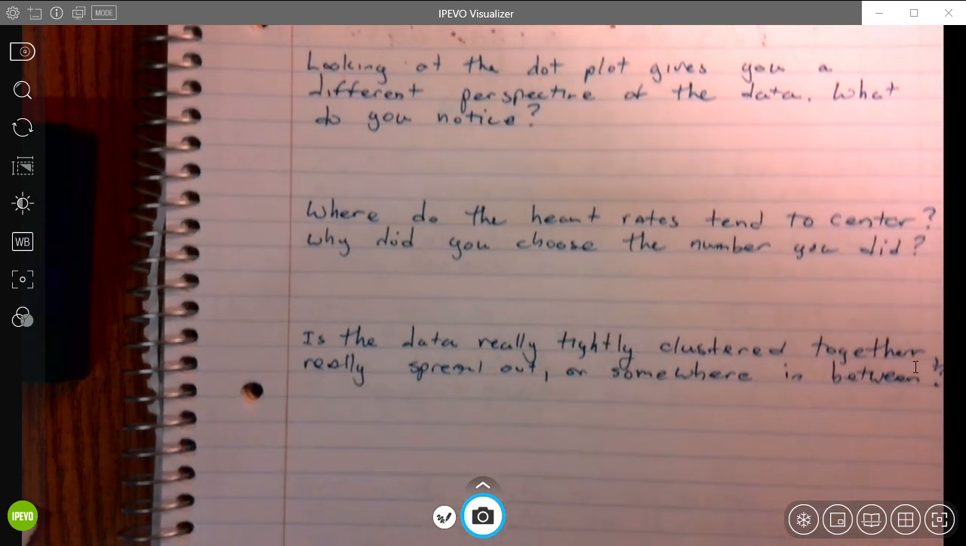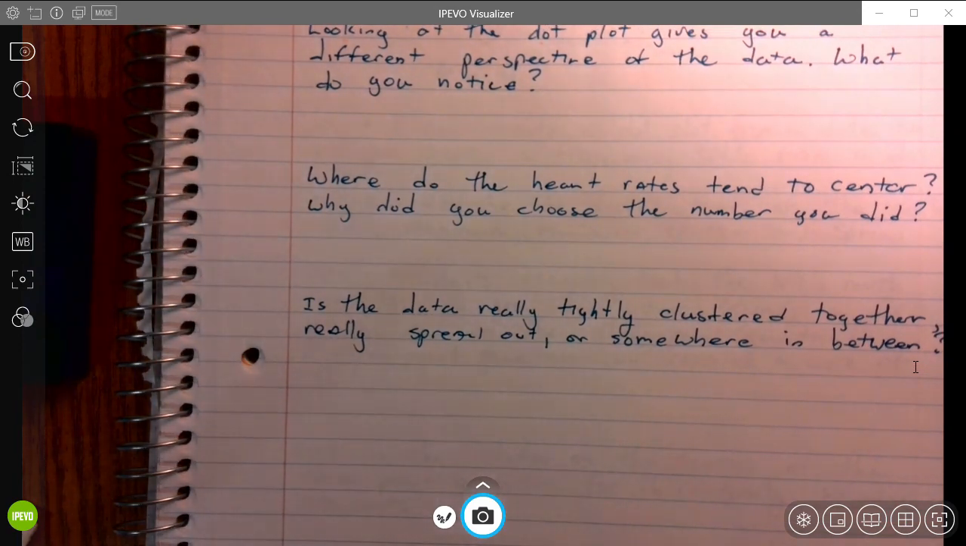And the last thing I want you to think about is, is the data really tightly clustered together or really spread out or somewhere in between? This is the concept of spread or variability. Remember variability from the last lesson, that the information varies. It's not all the same. You can think about it like, are most of the heart rates similar, or do they differ a lot or a little from each other?